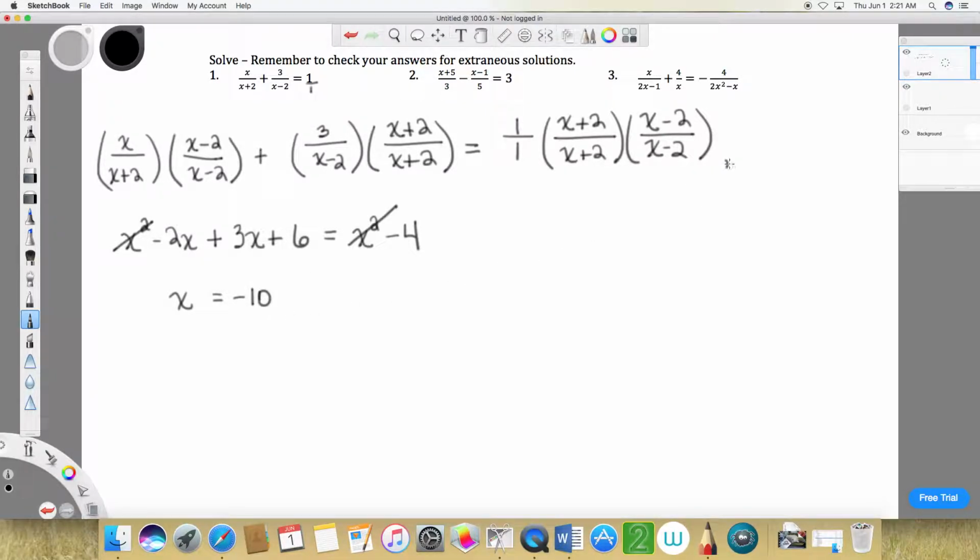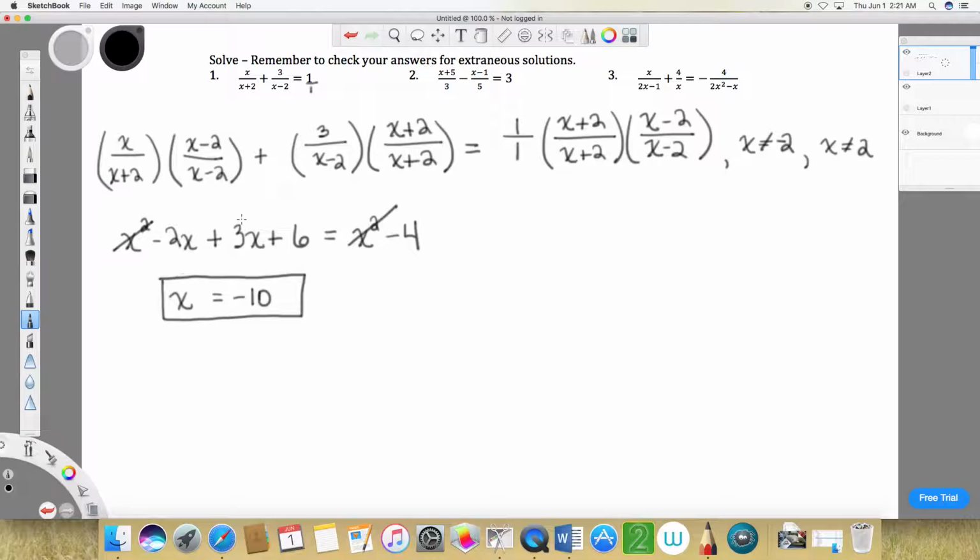Now, I forgot to mention, when I look at this denominator and when I found this common denominator, I had to keep in mind that if we were to have a solution of negative 2, then that would cause negative 2 plus 2 to cause a 0 in the denominator. And the same thing for positive 2, that if, in the solution set, it had said x equals 2, I would have had to call it extraneous because 2 minus 2 gives me a 0 in the denominator. But neither one of those things happened. My solution is x equals negative 10.